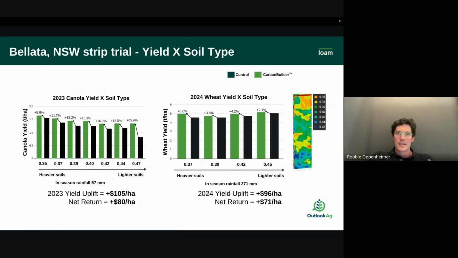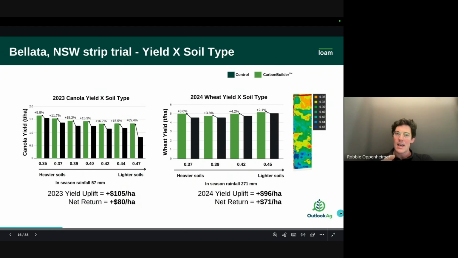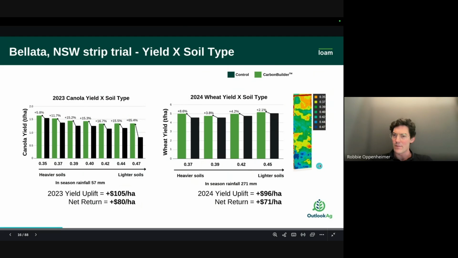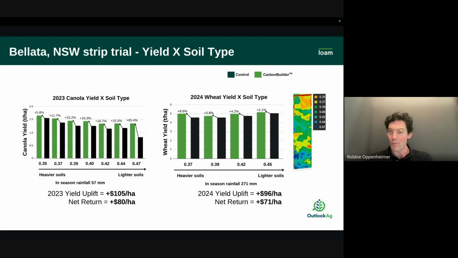This is the single year Balata strip trial that I mentioned earlier. So this was the data where after a single, no, apologies, this is a different strip trial. So this is also at Balata, but this is a multi-year strip trial run by Outlook Ag. And in this one, it's particularly interesting because they've done an analysis by soil type that we haven't done before internally. And so we've really appreciated working with them and learning from them through this analysis.